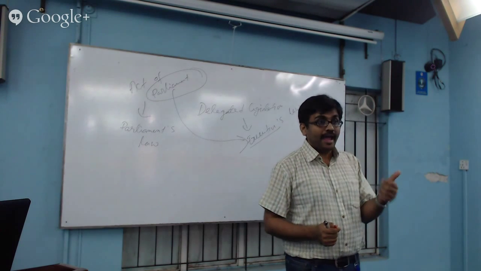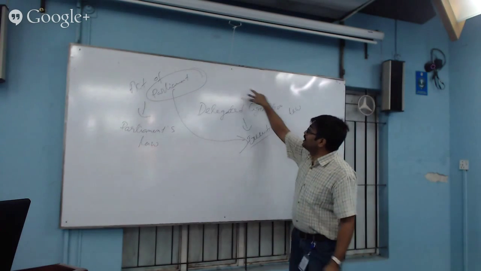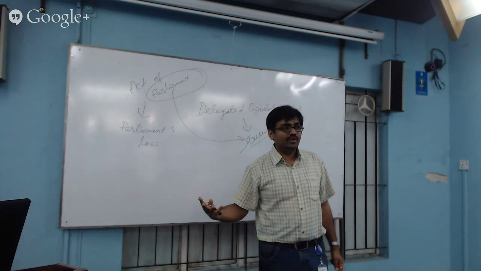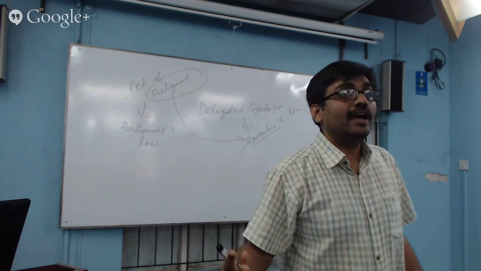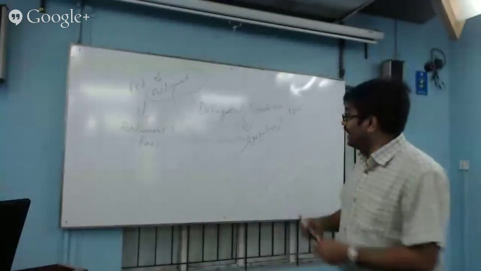Am I clear? When the executive is making the delegated legislation, can they do whatever they want to? No. They're limited by the Parliament. What do they have to do? They can only do it within the remit fixed by the Parliament. Yes, very good.